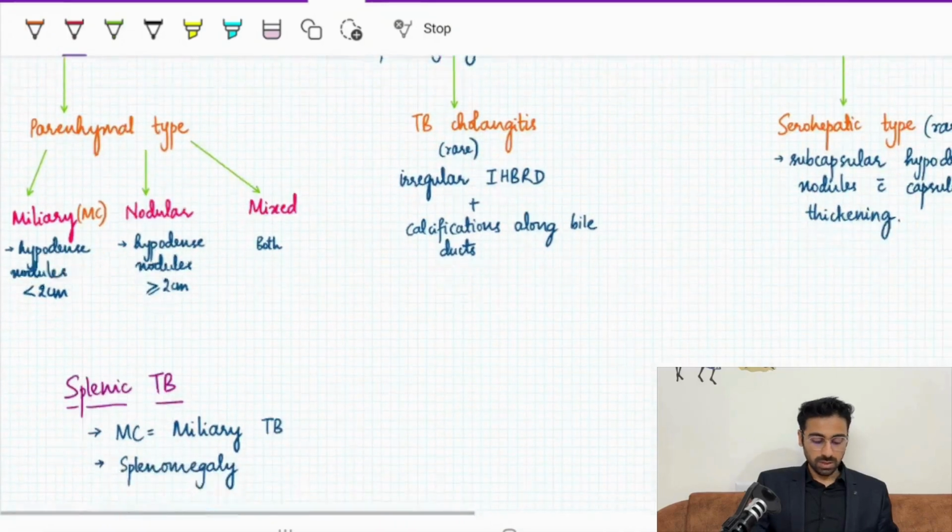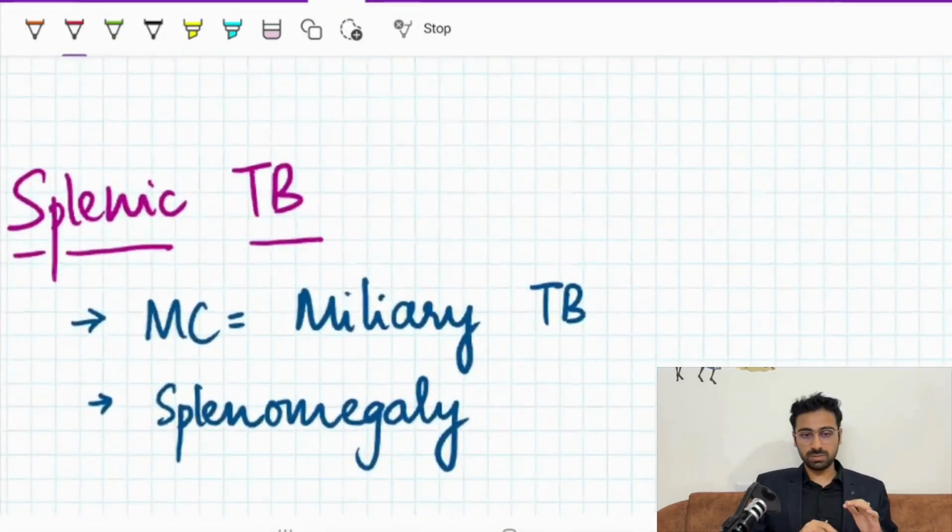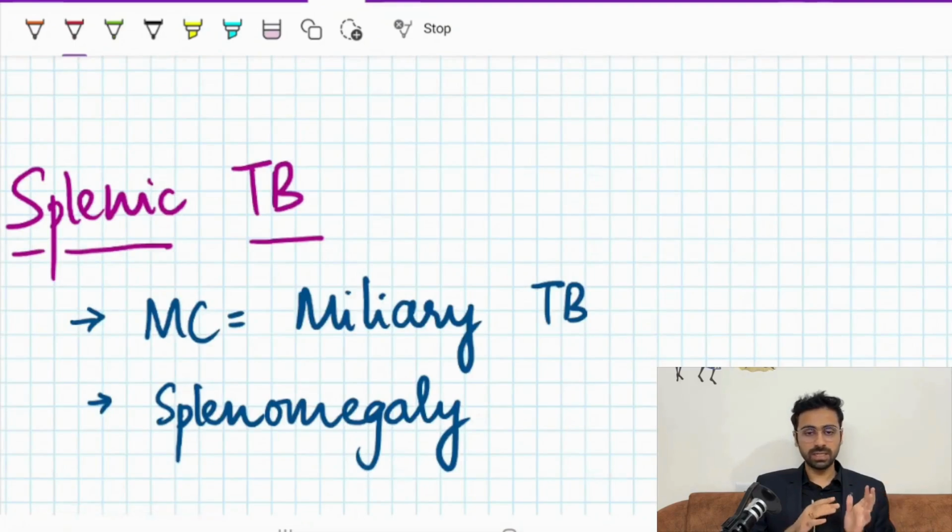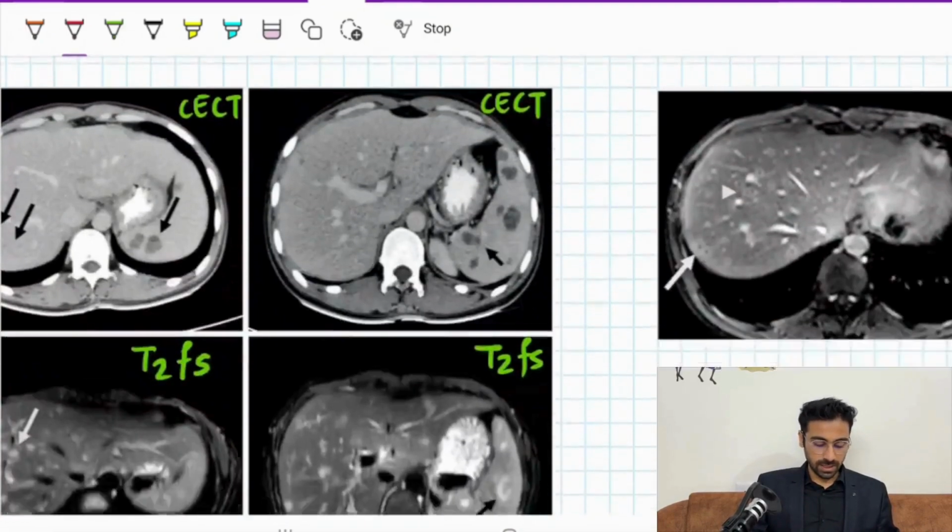Now, liver almost never occurs alone. It is along with TB lymphadenitis or bowel or with splenic TB. Now, splenic TB most common form is miliary TB and it does present with multiple nodules present in the spleen less than 2 cm and splenomegaly. Let us see some examples of hepatic and splenic tuberculosis.